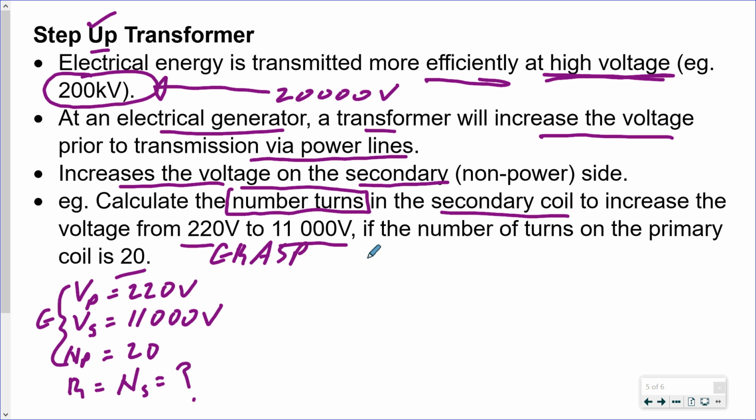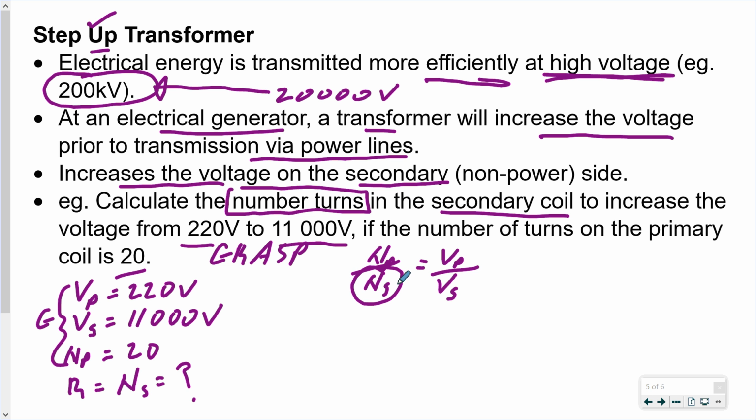So again, in your data booklet, you do have the equation for this. So if I just write down that whole equation again, NP, number of turns on the primary, divided by the number of turns on the secondary side, is equal to the voltage on the primary side divided by the voltage on the secondary side. So in this case here, what we're actually asked to calculate for is this one. So you need to isolate this, get it on its own. Everything else needs to go over to the other side. So we're going to have our NP, VP, VS on one side, NS on its own on the other side.